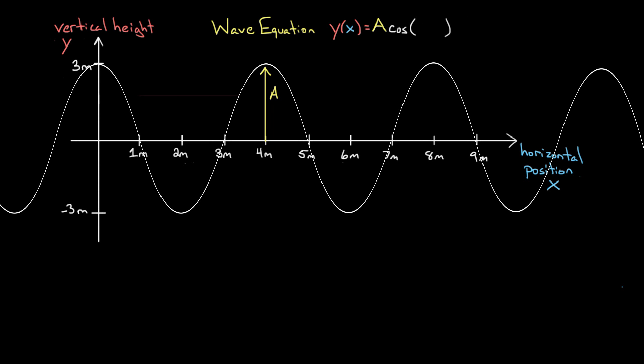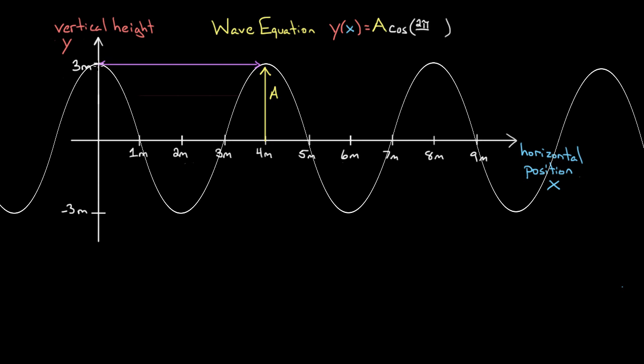I play the same game that we played for simple harmonic oscillators, and I say that this is 2 pi, and I divide by not the period this time. This is not a function of time, at least not yet. This is just of x. So this wouldn't be the period. This would not be the time it takes for this function to reset. It would actually be the distance that it takes for this function to reset. In other words, what we call the wavelength.